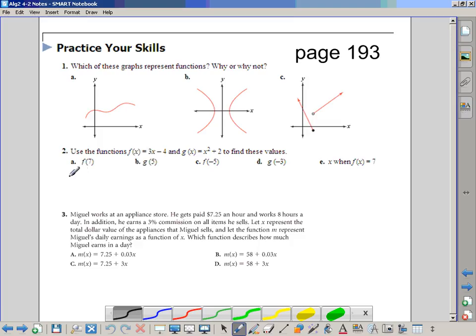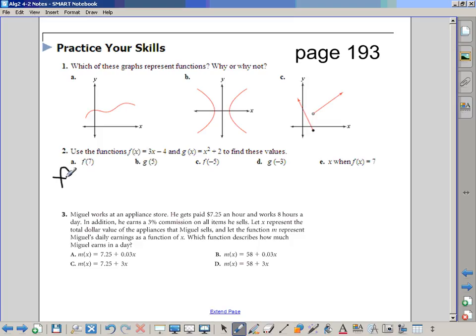So in A, we're going to use f of 7. And basically, 7 is taking the place of x. So it's 3 times 7 minus 4. 3 times 7 is 21. Minus 4 is 17. So when x is the input, 7, y is the output, 17.